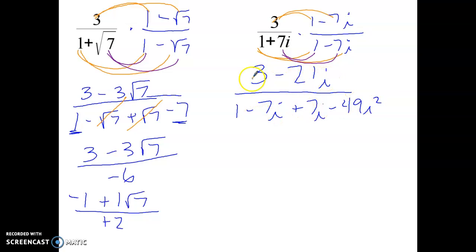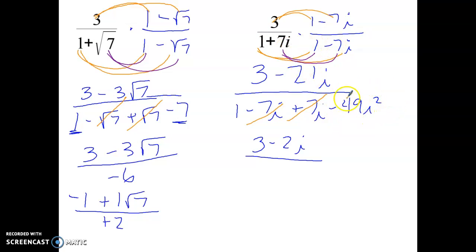Okay, in the numerator, anything to simplify in the numerator? Nope, those are not like terms. So I'm just going to write those down. And then in the denominator, do we have any like terms in the denominator? Yep. So we have the negative 7i and the positive 7i that are going to cancel out, just like the positive and negative square root of 7 over here. Again, because we set those up with opposite signs, they're going to cancel out.